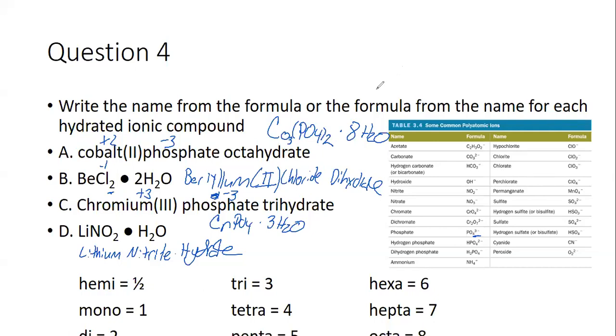Any questions about naming? Why don't I put monohydrate? Because for mono, you don't need to for the most part. You can, it's not wrong. I just like saving myself writing 4 letters. Monohydrate versus hydrate, both are correct. Any other questions? Otherwise, we will move on.